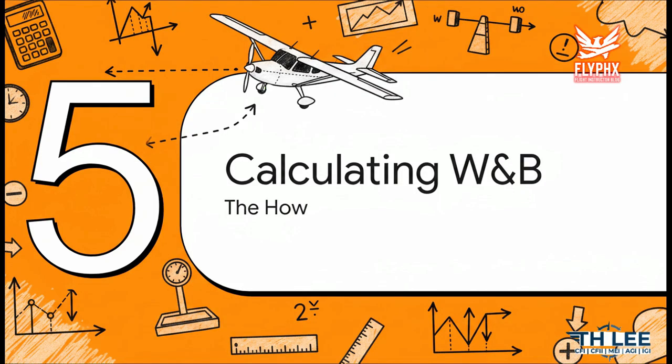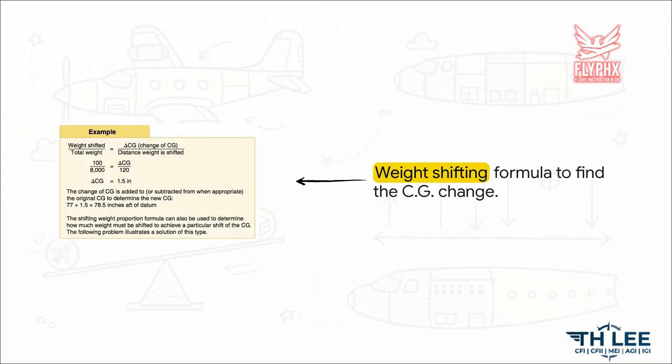All right, Section 5, calculating weight and balance. Time to roll up our sleeves and get into the how. Okay, so let's apply the theory. You've got your weights, you know your arms, and you understand the limits. This formula right here is your absolute best friend when you find yourself just slightly out of balance. It's the weight shifting proportion formula.